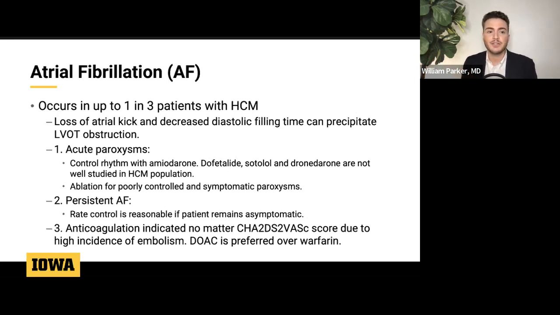In these patients, you really want to rhythm control them. Amiodarone is one of the only medications that has been studied. Medications like dofetilide, sotalol, dronedarone, those other antiarrhythmics we use for AFib, are not well studied in hypertrophic cardiomyopathy publications.